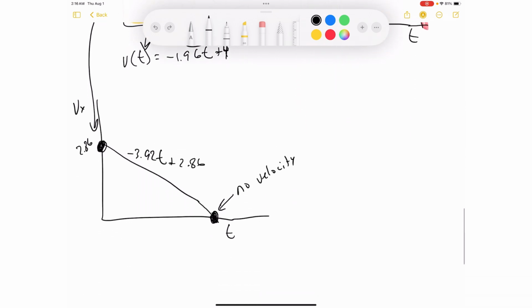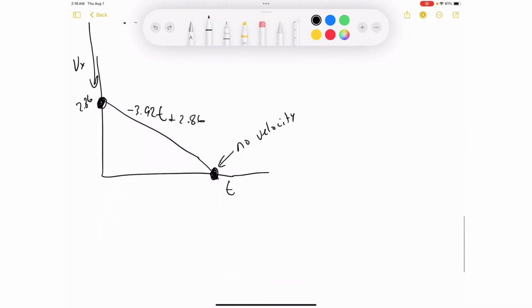Okay, sorry. So that's what this is. This point represents a 0 velocity. Great. But how many meters is this? How many meters is it? I don't know.